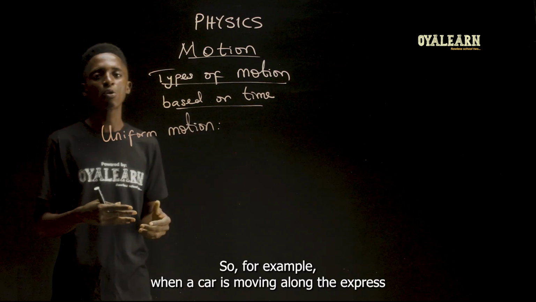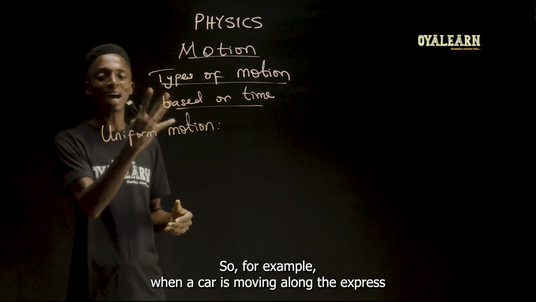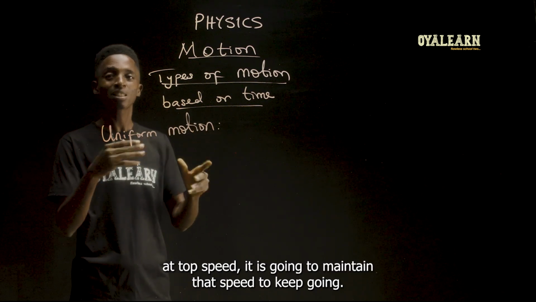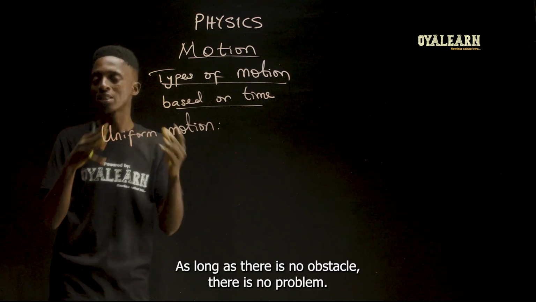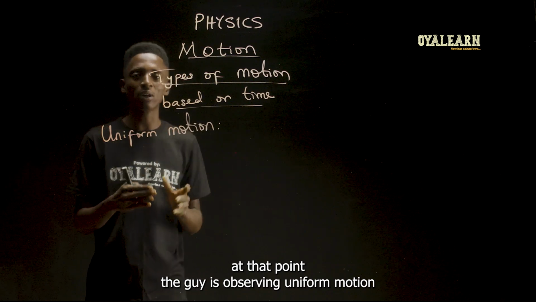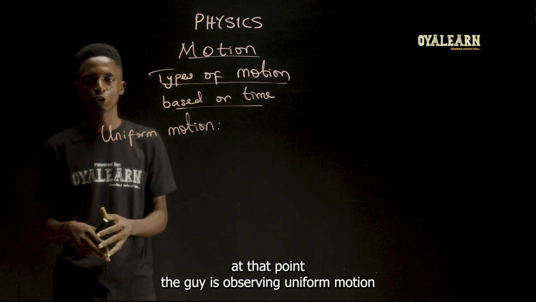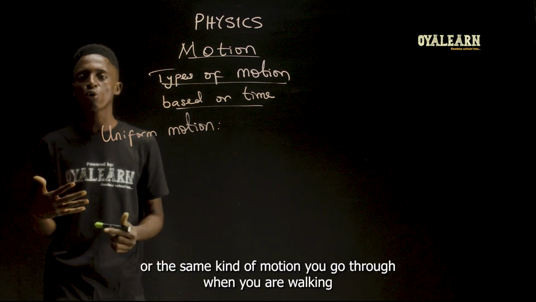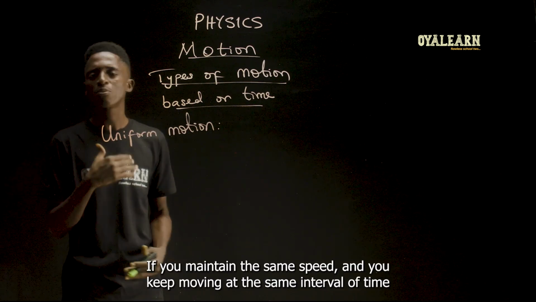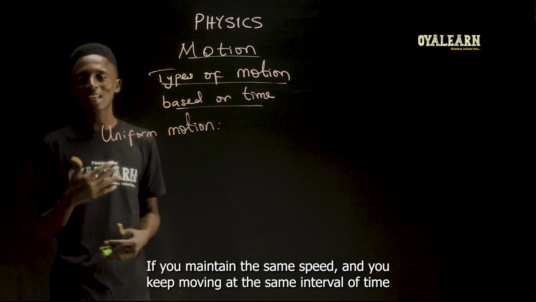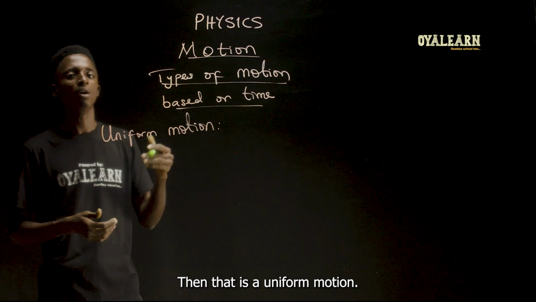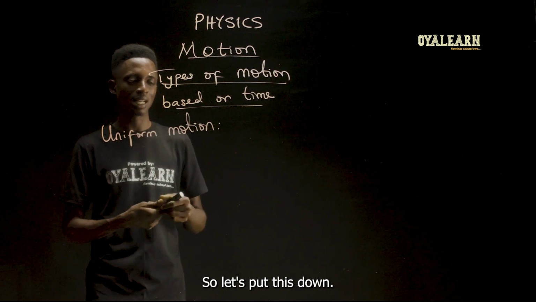Say for example, when a car is moving along the express at top speed, it is going to maintain that speed as it keeps going, as long as there's no obstacle and there's no problem. It can maintain that speed. Then at that point, the car is observing uniform motion. Or the same kind of motion you go through when you are walking a particular distance. If you maintain the same speed and you keep moving at the same interval of time, then that is a uniform motion. So let's put this down.